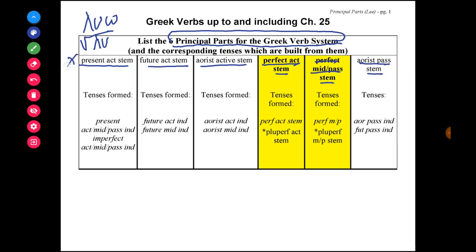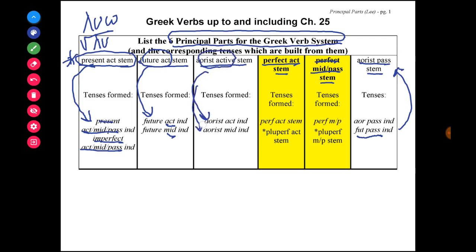The reason why you have to know the 6 principal parts is because if, for example, you know the first principal part, the present active stem, the tenses that are formed from this stem are the present active, middle, passive and the imperfect active, middle, passive. And the future active is the basis for the future active and middle, but not the passive. The future passive is based on the 6th principal part over here. The aorist active stem is the basis for the aorist active and the aorist middle.